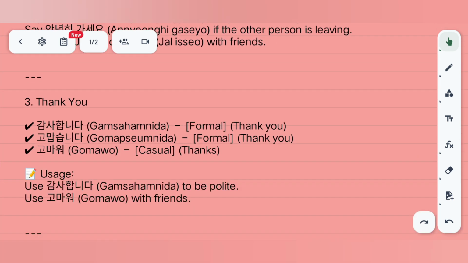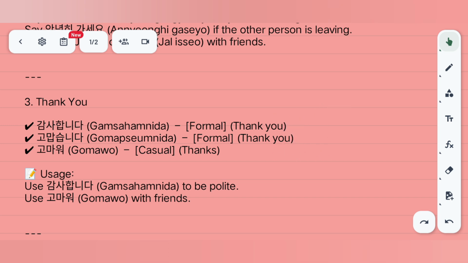Let's move on to the next point, which is thank you. How do you say thank you in Korean? Formal way of saying thank you is 감사합니다 and it is mostly used, which means thank you. Next is also a formal way of saying, which is 고맙습니다. First one was 감사합니다. Second is 고맙습니다. Both mean thank you, but mostly the first one is used.